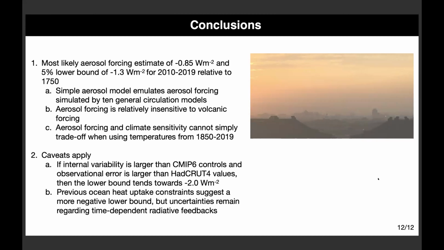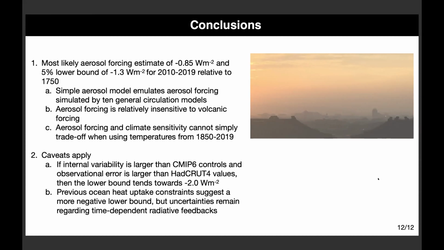That said, there are still two primary caveats. First, if internal variability is larger than CMIP6 controls and observational error is larger than HADCRU, then the lower bound gets pushed towards -2. And right now, I'd say it's too early to rule these two out based on paleo evidence and also work on correlated errors in observations by Duo Chen and others. And second, previous estimates based on ocean heat uptake would suggest more negative aerosol forcing, but there's still uncertainties about the trade-offs between these time-dependent radiative feedbacks and radiative forcing.